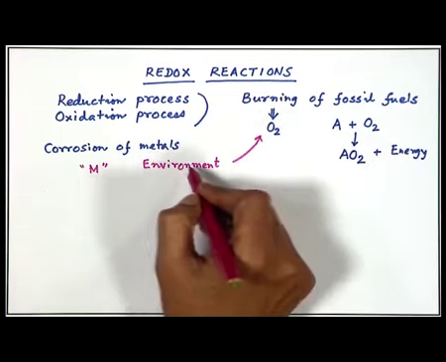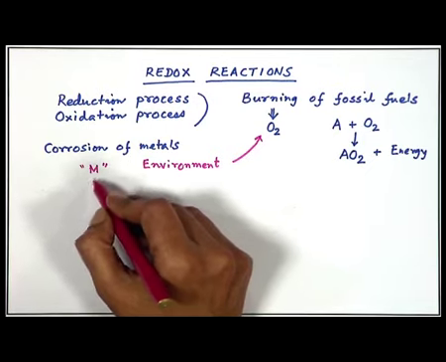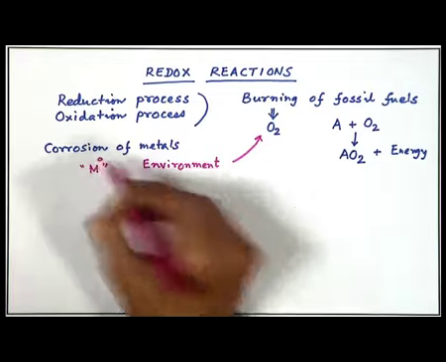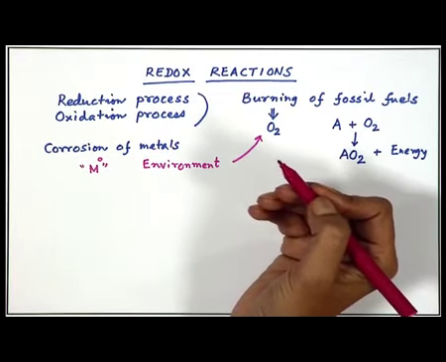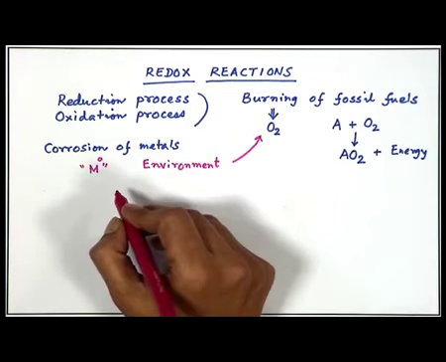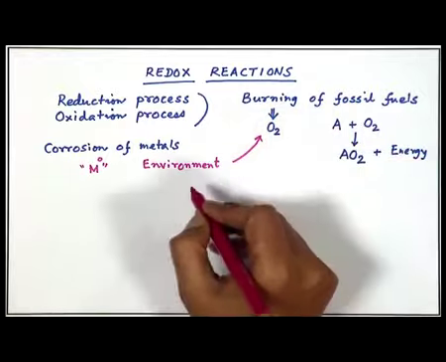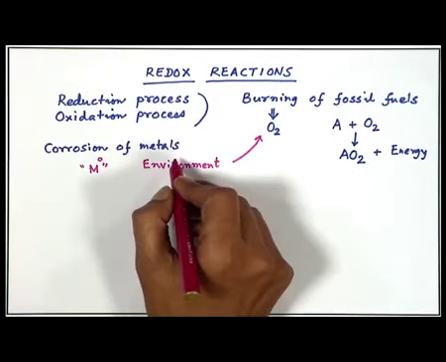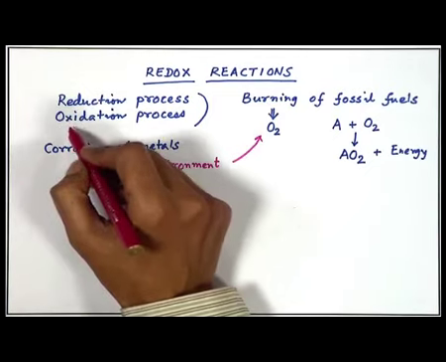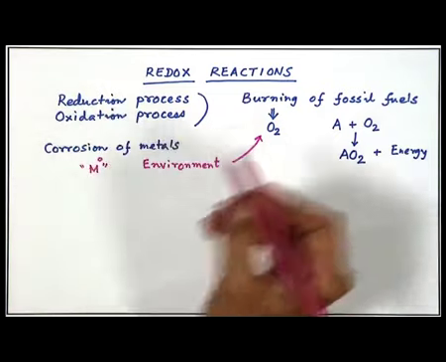Corrosion of metals is basically the degradation of the corresponding metal. Metal means it is in the metallic form, in the zero oxidation state. So, typically, in the burning of fossil fuel and in the environment where corrosion of metal takes place, we can have both processes, reduction as well as oxidation.